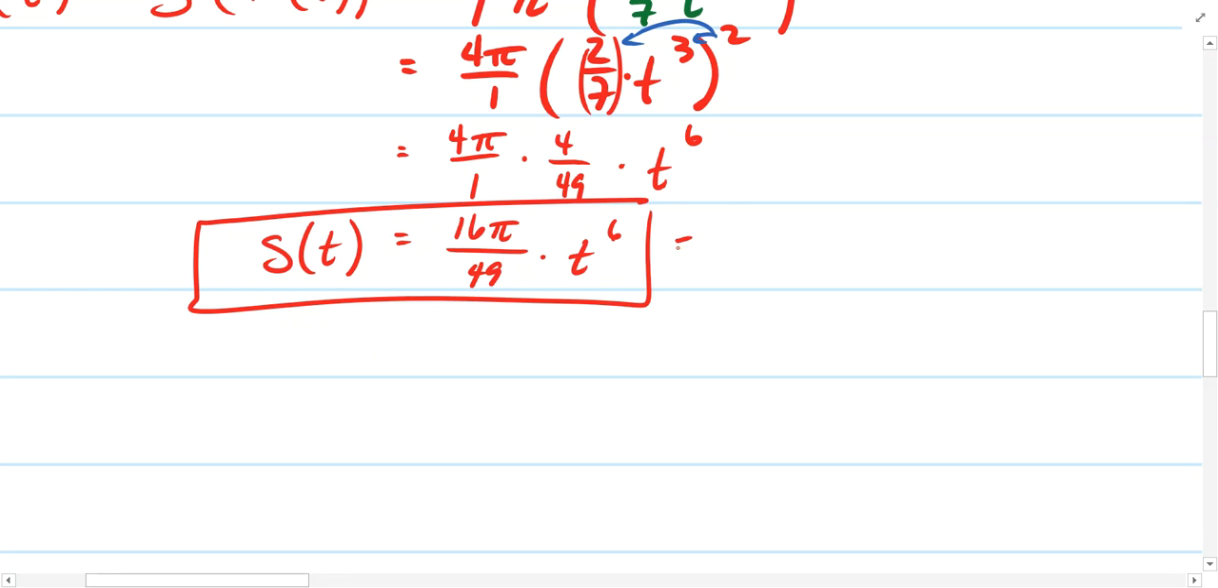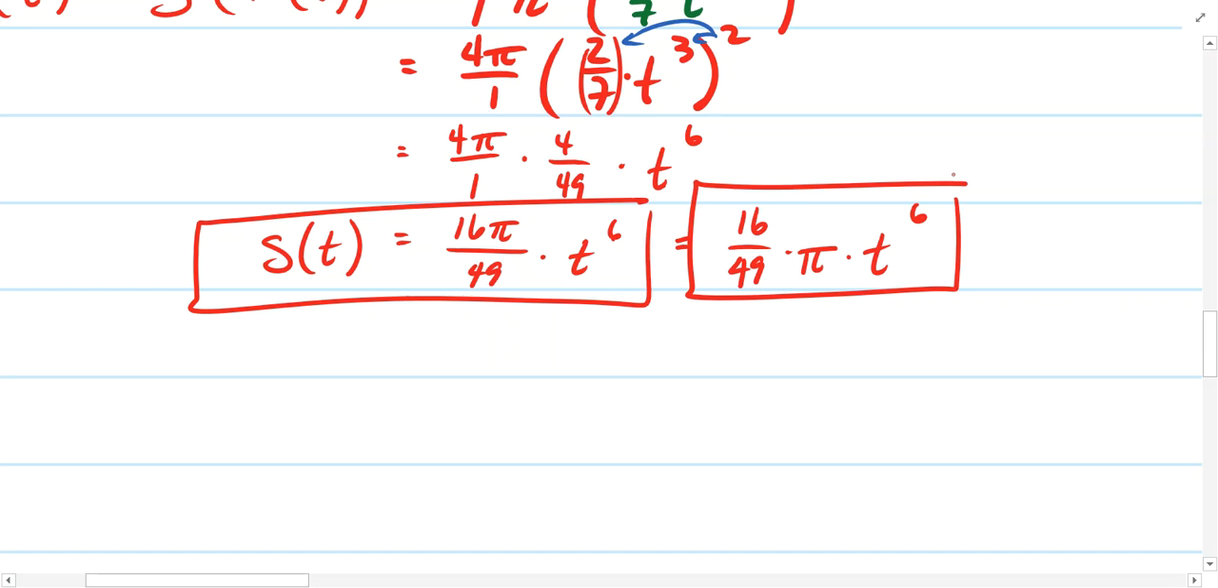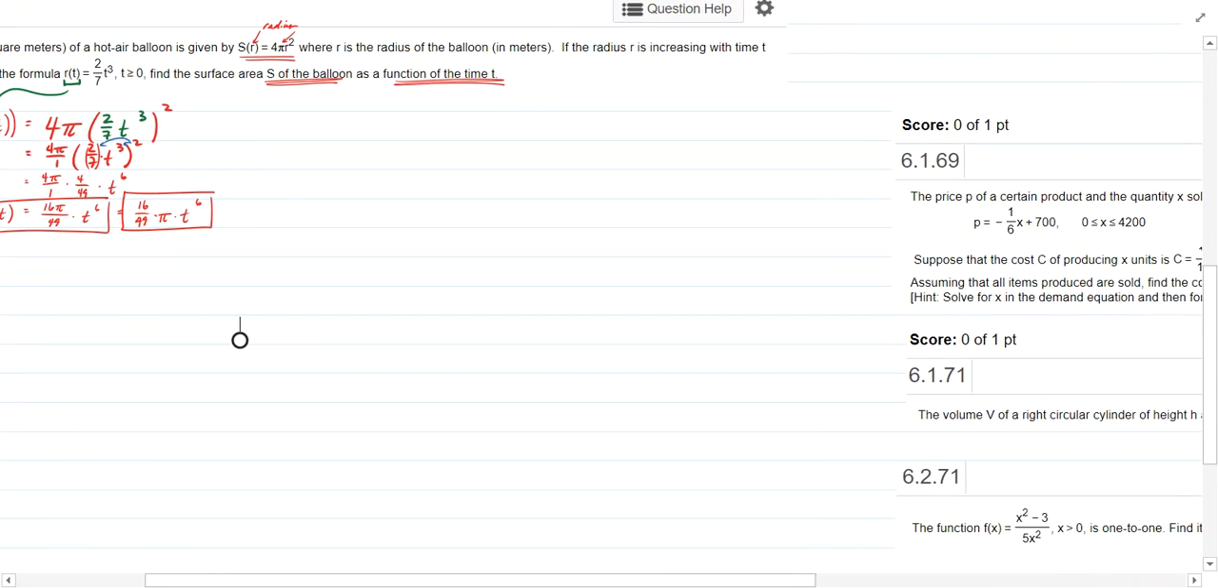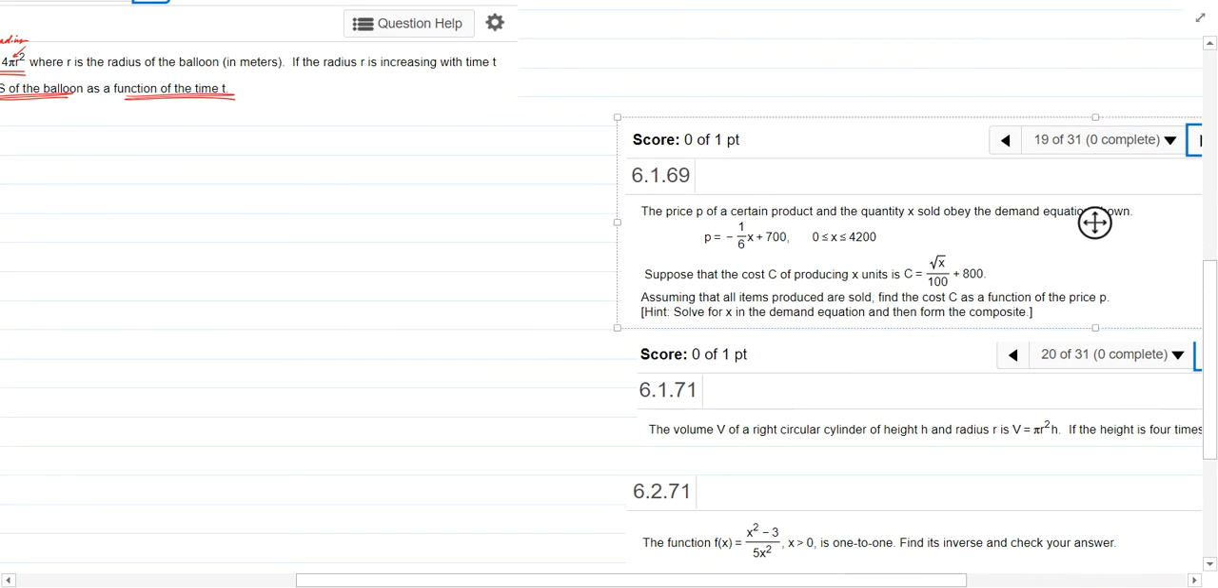If you follow these suggestions from MathXL, they may lead you to write the result like this: 16 over 49 times pi times t to the 6th power, and that would be acceptable as well. 16 pi over 49 is exactly the same as 16 over 49 times pi. Let's take a look at number 19.